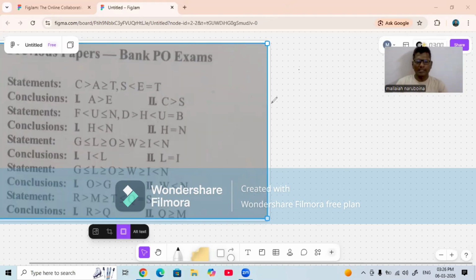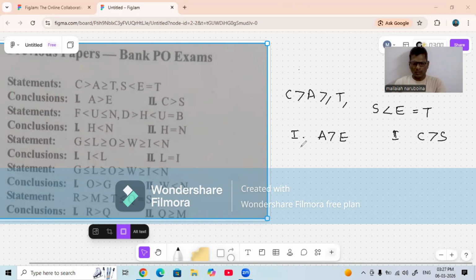Here are given statements and conclusions. Let us solve the first question. C greater than A greater than or equal to T, and the second statement is S less than E equal to T. Conclusion 1 is A greater than E. Conclusion 2 is C greater than S. We have to check whether both conclusions are valid, or only one conclusion is valid. Like that, we have to check whether the given conclusions are valid or not.